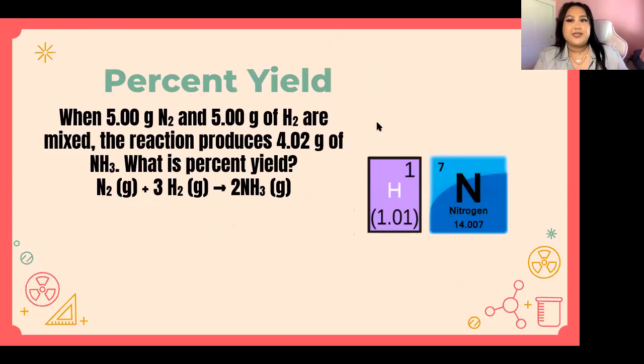Okay, percent yield. Okay, this one's gonna be a pretty long problem. So when 5 grams of nitrogen and 5 grams of hydrogen are mixed, the reaction produces 4.02 grams of NH3. What is the percent yield? And I gave you the chemical equation.